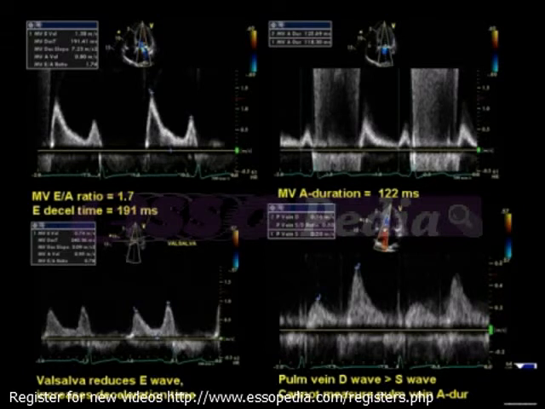Down to the bottom left, you see the Valsalva was performed, which reduces the E wave, increases the deceleration time along with the A wave. And then to the right, you see that the pulmonary vein D wave is much greater than the S wave. However, another case where we're unable to measure the pulmonary vein A wave duration and or reversal velocity.